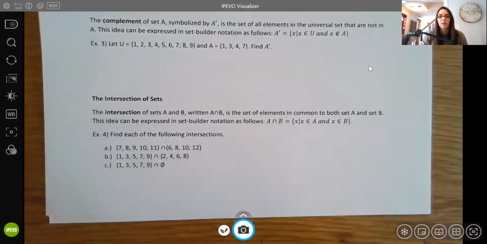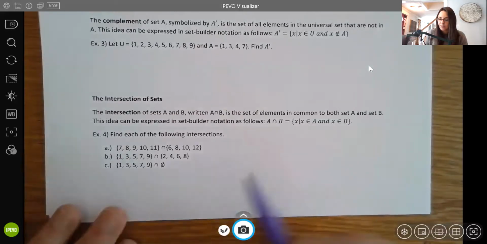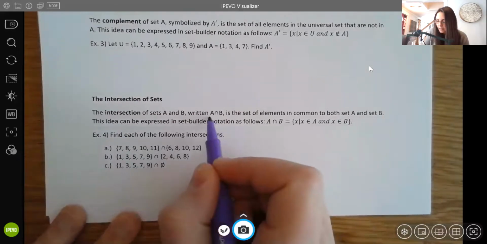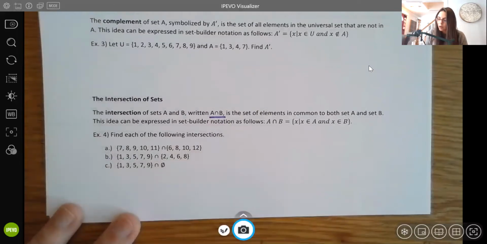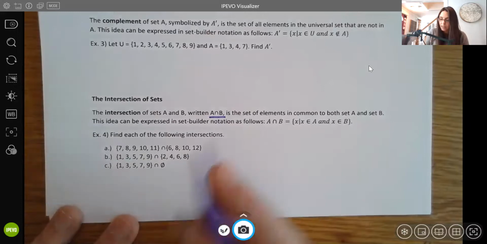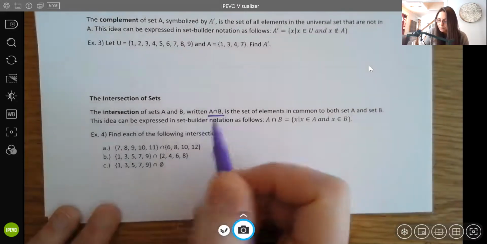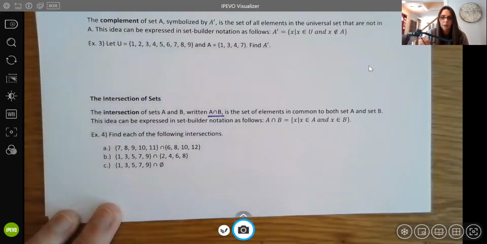Now let's look at the intersection of sets. So the intersection of sets A and B, which is written like this, is a set of elements in common to both set A and set B. So notice the notation. It's like a little upside down U kind of.